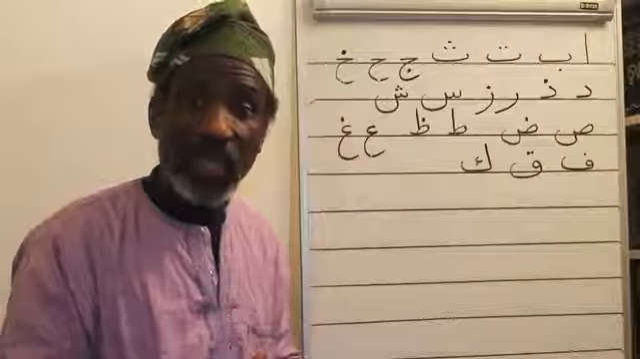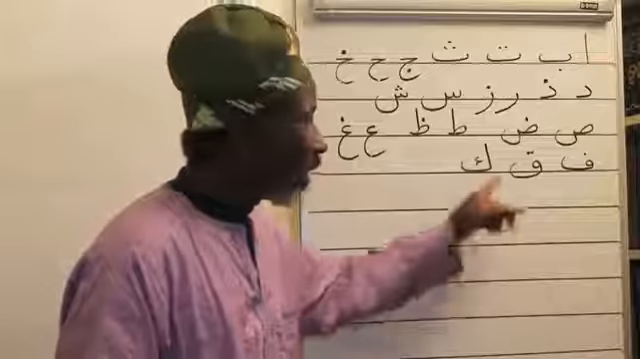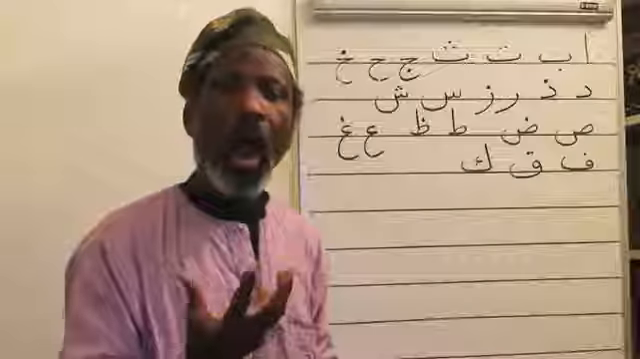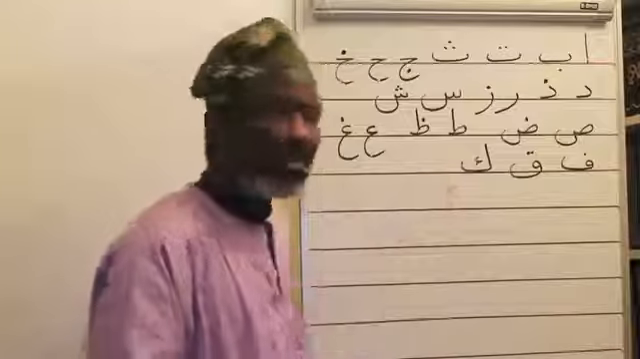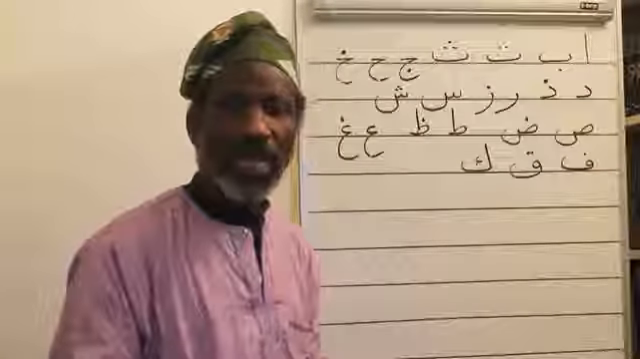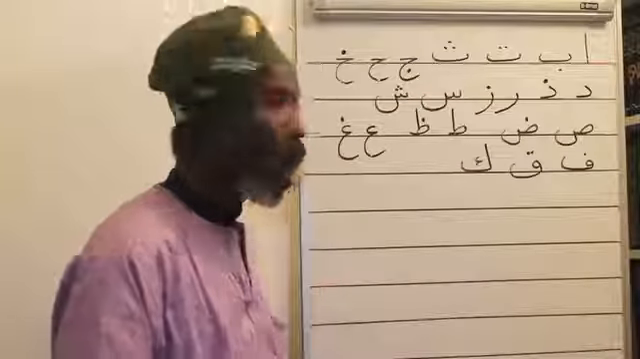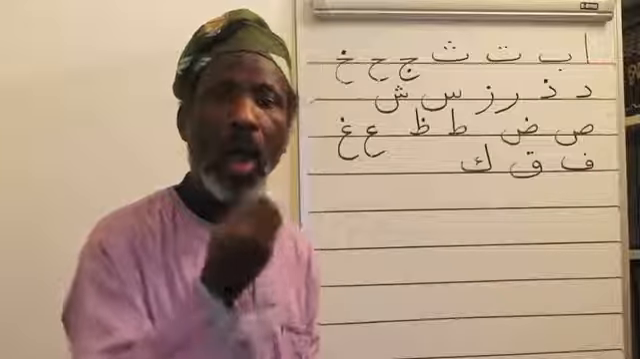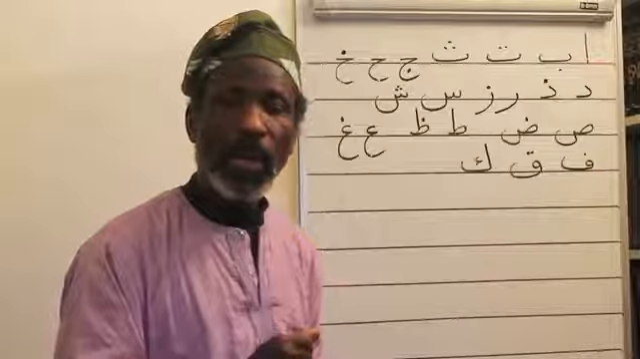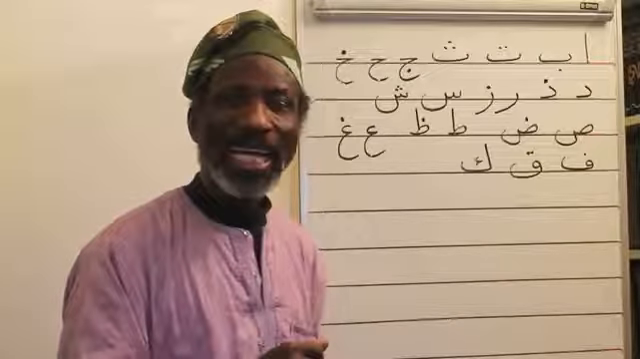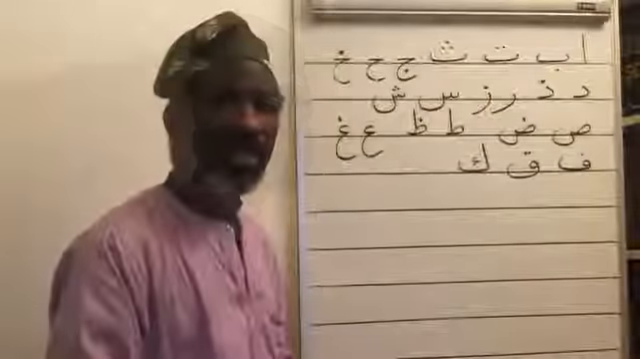Qaf. Now let's see the difference between this and this. This one is Qaf, coming from your throat here. But this one, Kaf, is very flat, like a khaki. Ka. Look at the movement of the mouth. Ka. Well done.